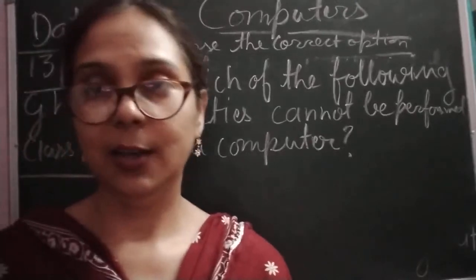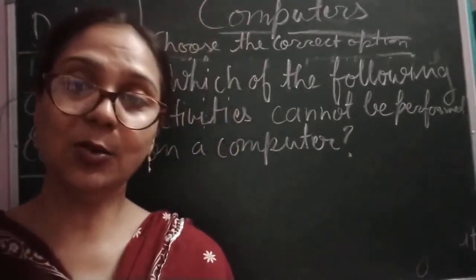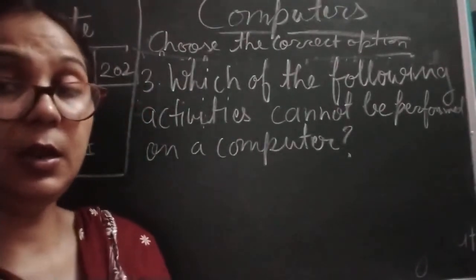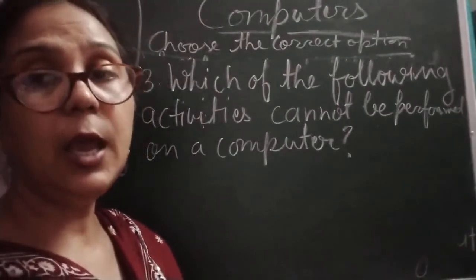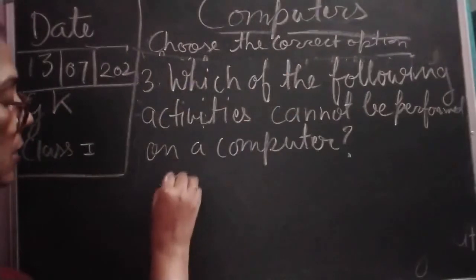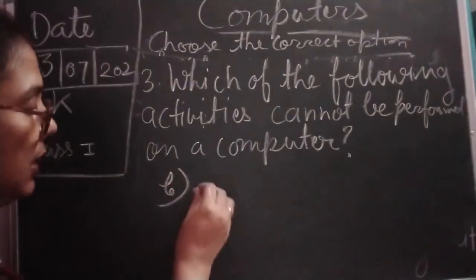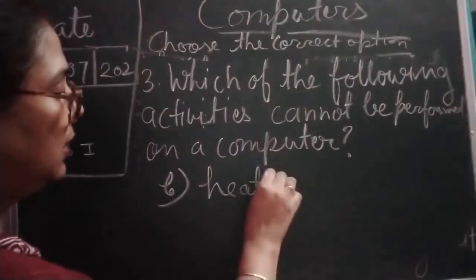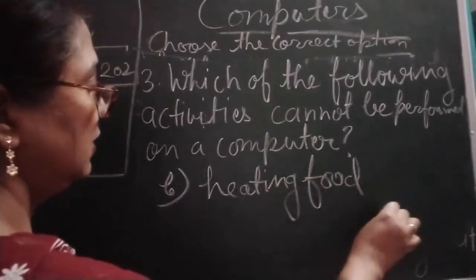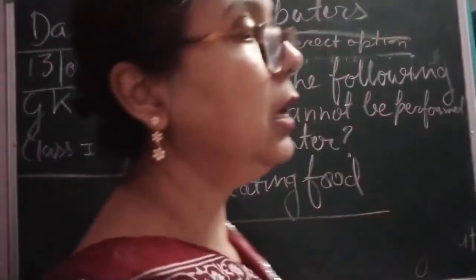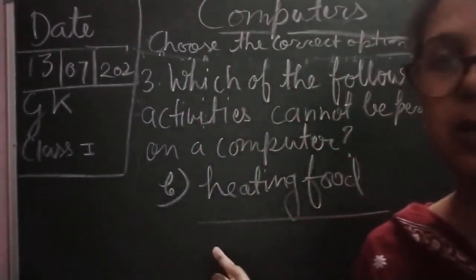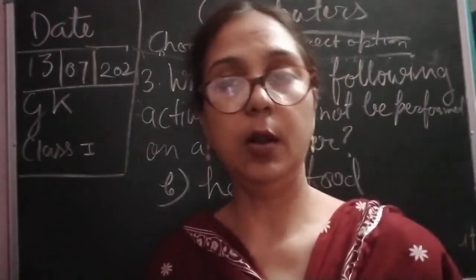So children, which activity can we not perform on the computer? As I told you, it is not a stove, it doesn't have any heat, so we cannot make food on that. We can paint and brush, we can play music also. So what is the correct one? That is heating food. That we can't do on a computer.